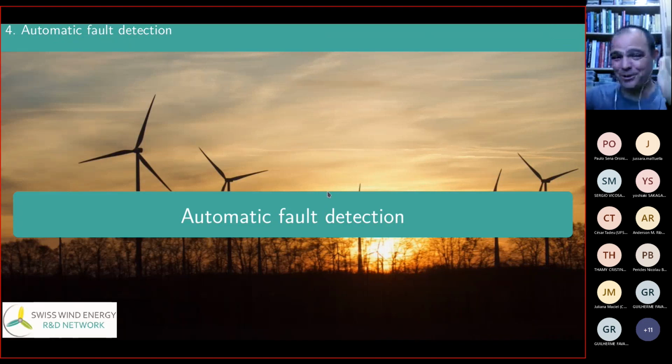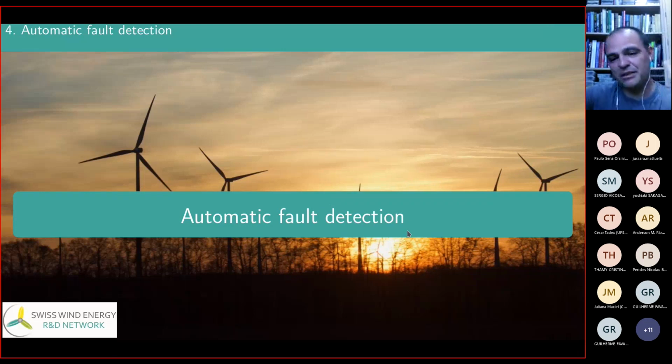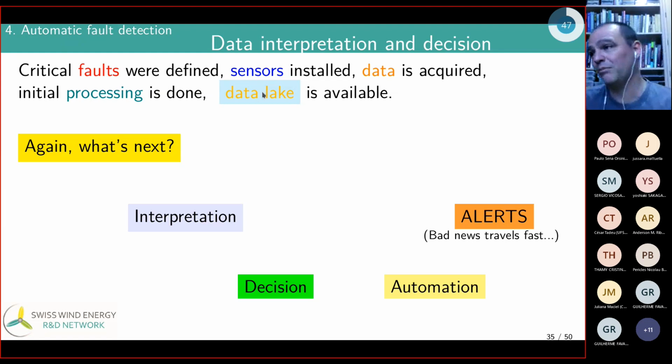Last 10 minutes, I try to be fast here. So automatic fault detection, this is the thing going on. Again, we have the faults, the sensors were installed, data is being acquired, the initial processing was done inside the turbine, and we are sending data through SCADA to the data lake. Okay, what's next? We need to do interpretation, decision, perhaps automation, but importantly, we need to send alerts, okay?